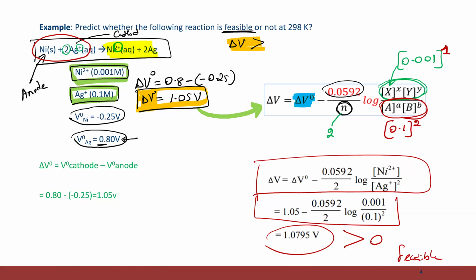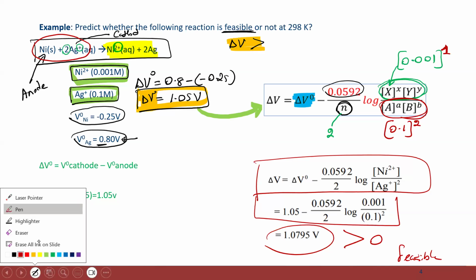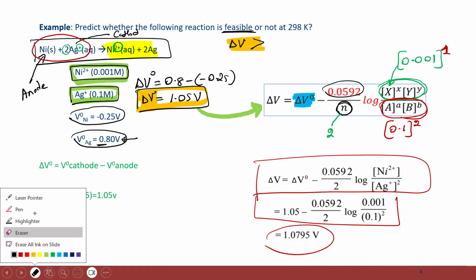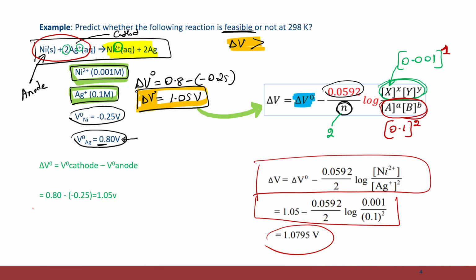Do we get this number, 1.0795 volts? We get it or not? That's fine. It's maybe a small difference, that's okay. Yes. Okay. Now, can you tell me, are we able to tell now whether the reaction is feasible or not? Can we say it now?